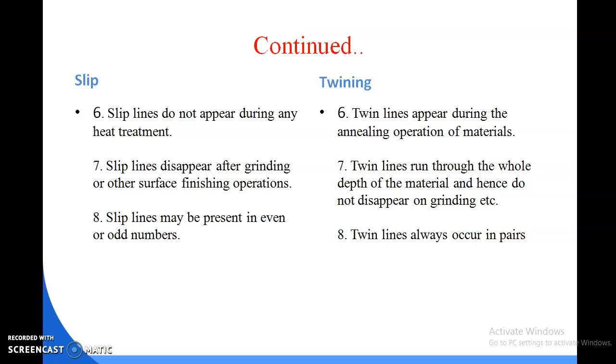Basically, we have differentiated what slip is, with its definition, and what twinning is, with its definition. But twinning is categorized as a surface defect, whereas slip plays the important role in dislocation in crystal imperfection or defects in crystals.